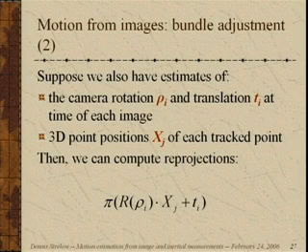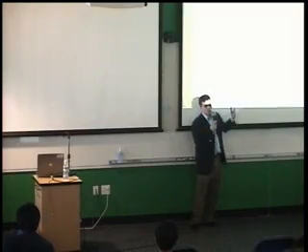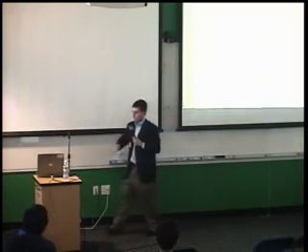And now this projection operator, I've written it pi. Typically this would be perspective projection for a conventional camera, but some of our work's been on omnidirectional cameras, which combine a conventional camera with a mirror that expands the camera's field of view. So in that case, this would be something more complex but still tractable.